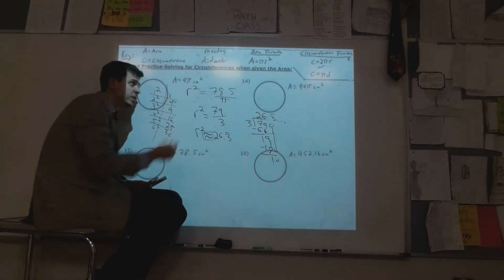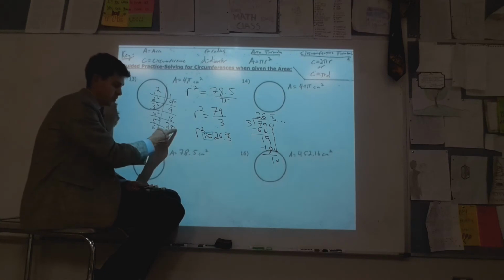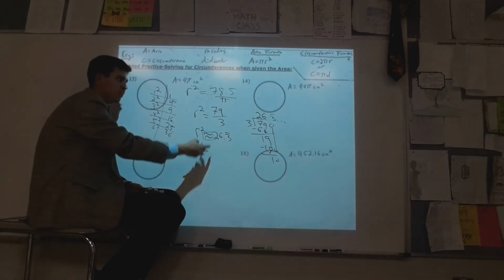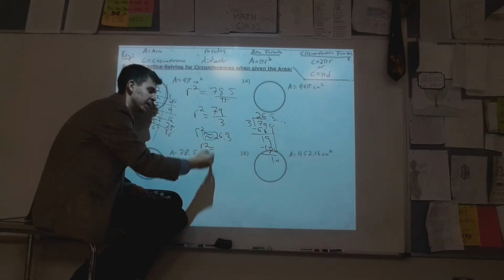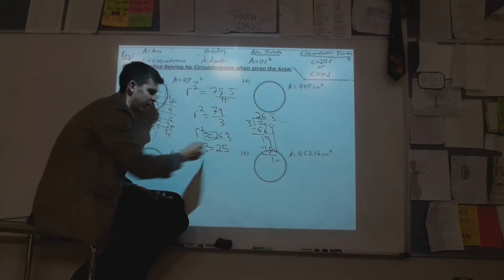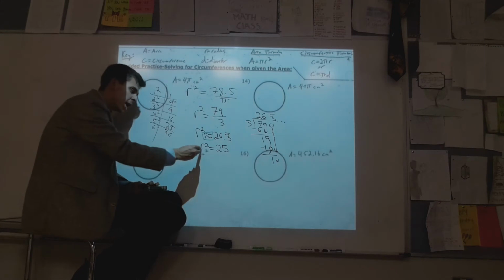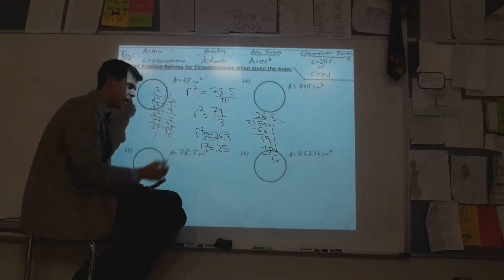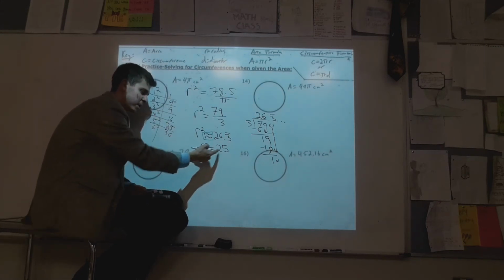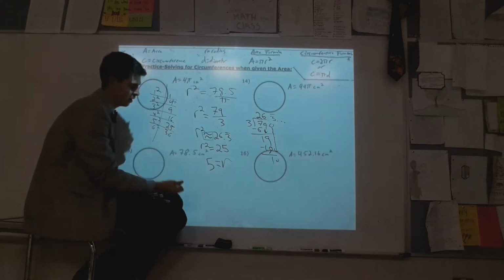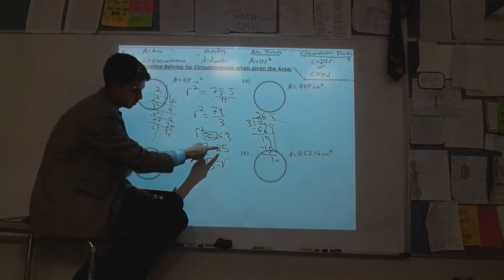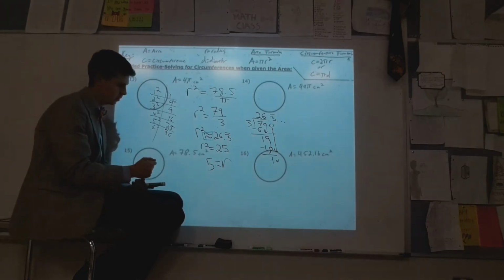If we had done this division out perfectly, it would have given us 25. But we rounded because the division would have taken us forever. So I know that r squared is equal to 25. Now what number, when multiplied by itself, gives me 25? Well, that's 5. So the radius is going to be 5. 5 squared is equal to 25.